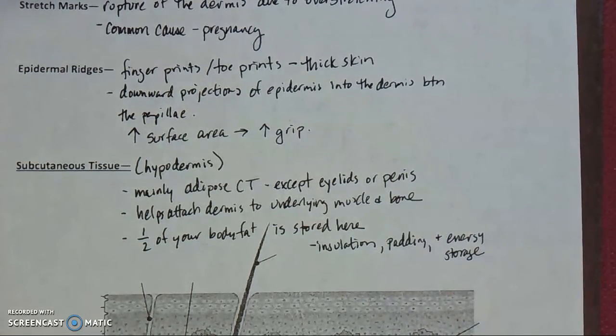So you've probably seen pictures of people that have been starving or are anorexic. They look like skin and bones. This helps fill in some of those little nooks and crannies in our body and gives our skin a smooth appearance.